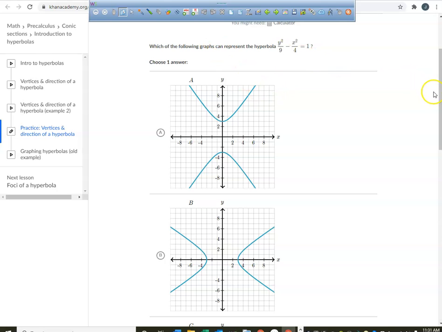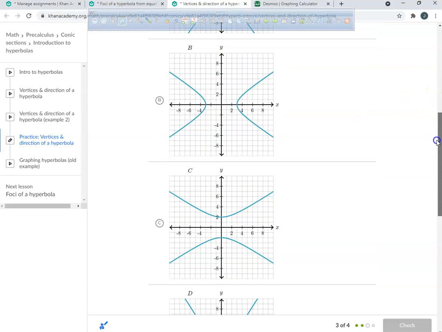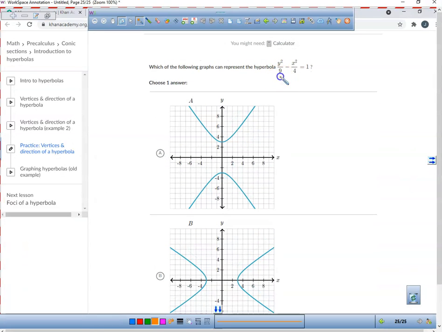So which of the following graphs, right now, we know it can't be B, it's got to be A or C. Let's check it out. What's my a squared? 9. So my a value has to be 3 if my a squared is equal to 9. Does that go up 3 units from right there and down 3 units? Absolutely. Does it go left to right 2 units? That's my b squared. My b squared is 4.